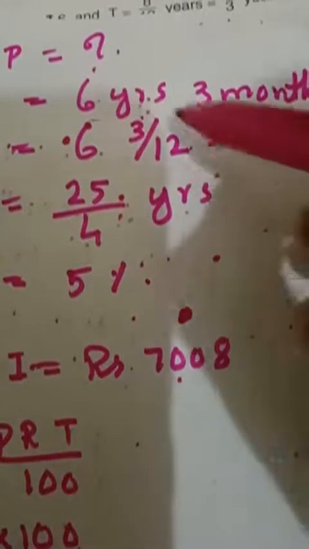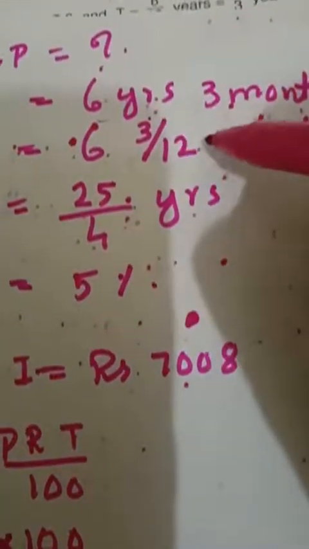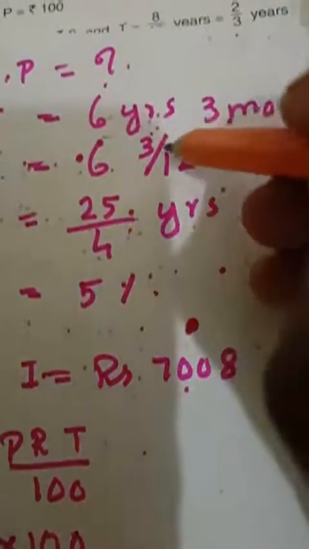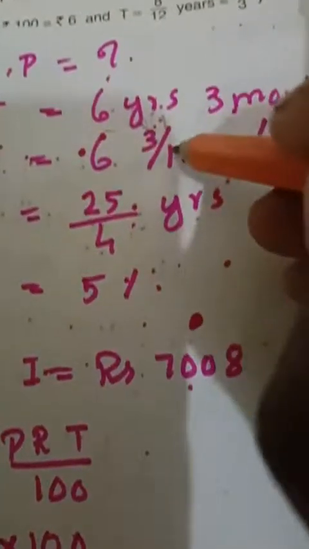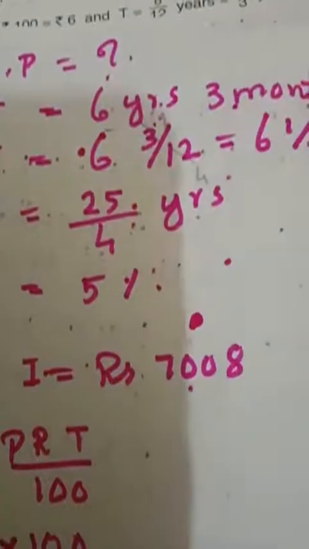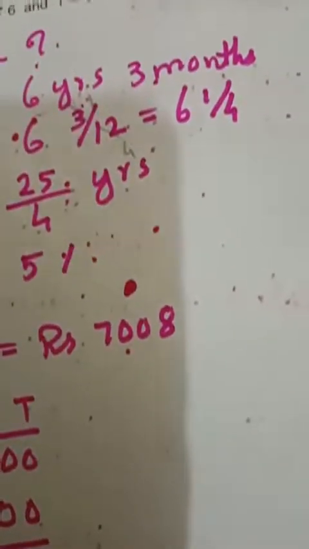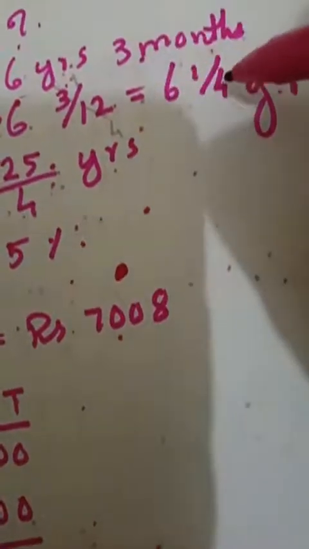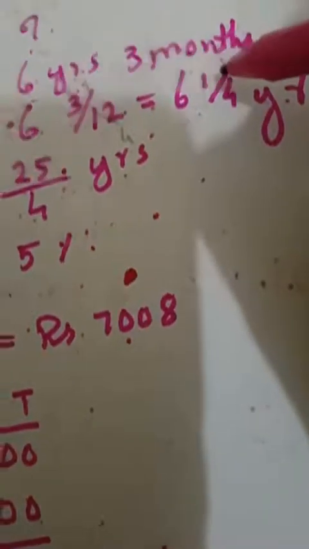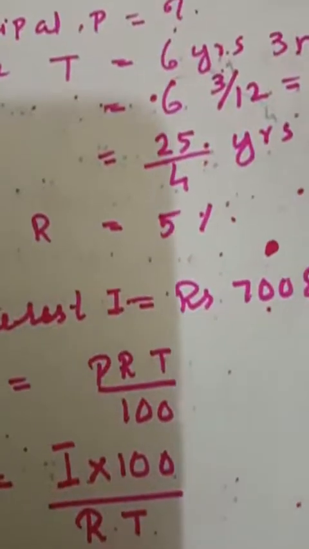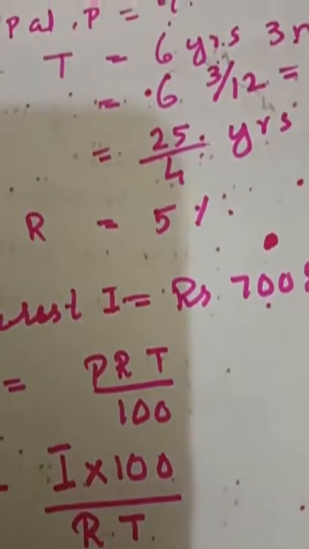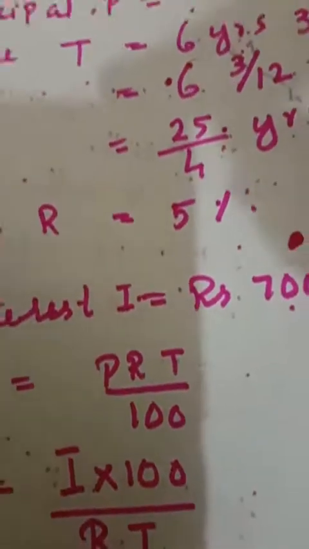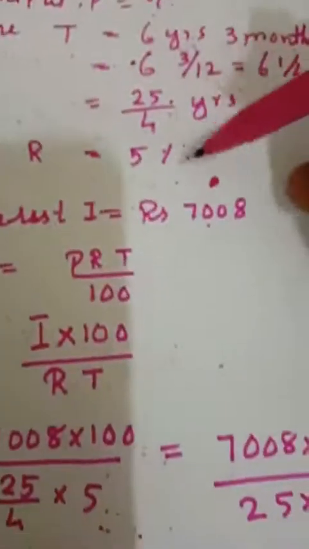So 6 and 3 by 12. One 3 is 3, four 3s are 12, so it is 6 1 by 4 years. Now convert into a mixed fraction: 6 fours are 24 plus 1 is 25, so 25 by 4 years. The denominator is 4. Now rate is 5%, interest is 7,008.